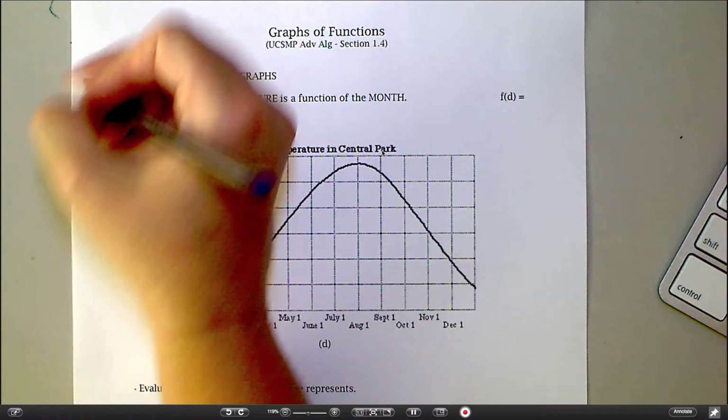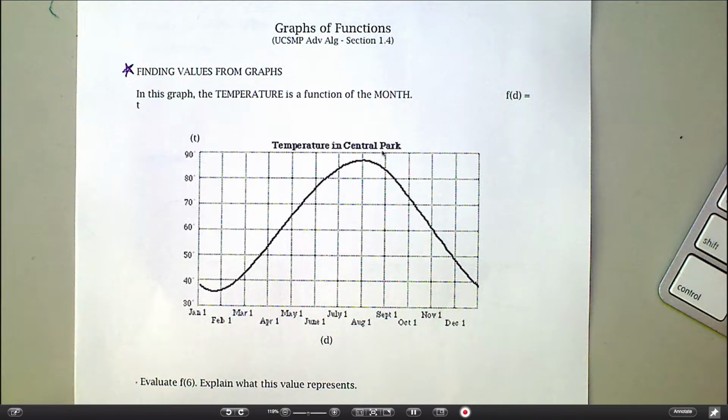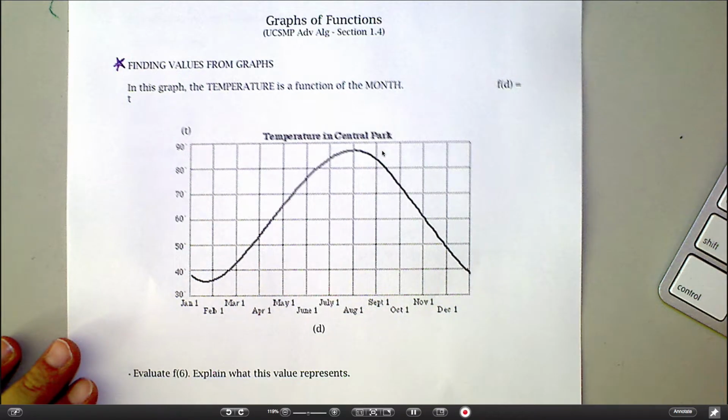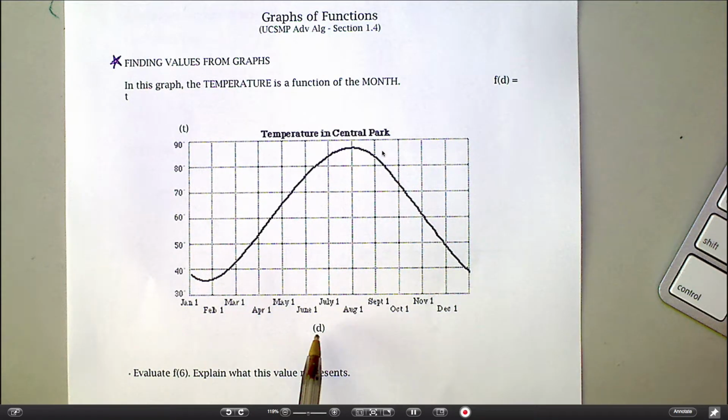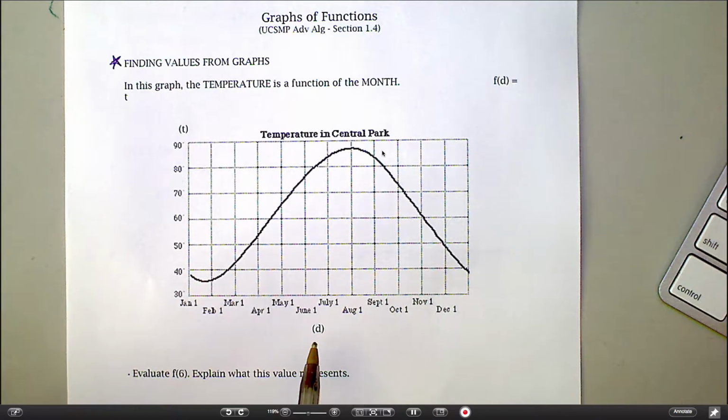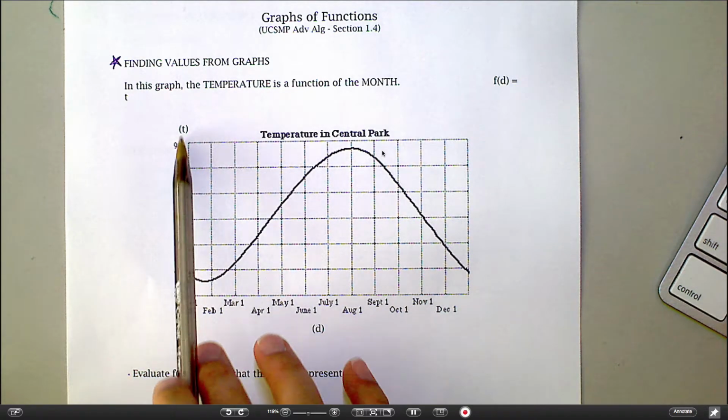So the first thing we're looking at is finding values from a graph when things are written in function notation. And this first example we're going to work through gives you a graph of months of the year, and the current temperature. So you'll see that I've labeled the months of the year as D. I don't know why I didn't use M. Maybe I was thinking date, okay? So the dates of the year. And then T for temperature.